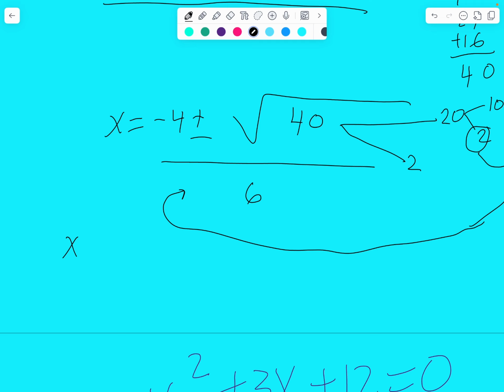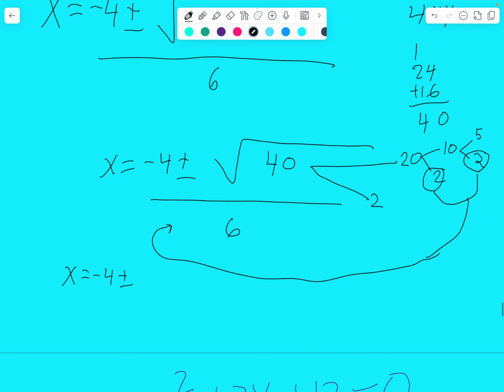So it'd be x is equal to negative 4 plus or minus 2. Okay, they're buddies. When you have two of the same numbers, they're going to be on the outside of the square root. All with the square root, and I'll use pink, y'all, 5 and then a 2. What's 5 times 2? 10.